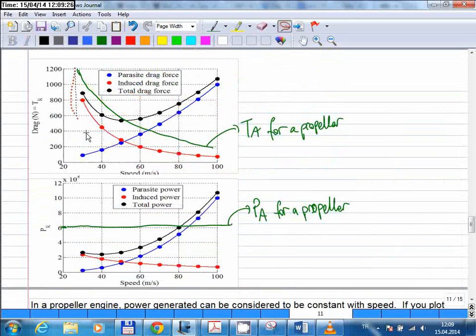But for very low speed flights, then propeller is a very good way to propel an aircraft.